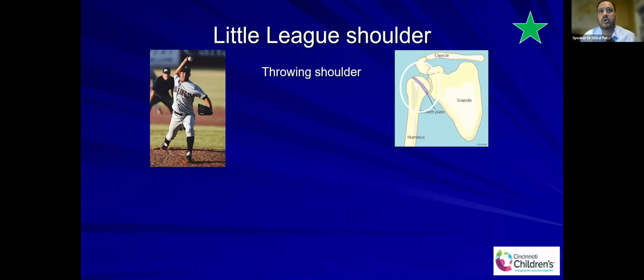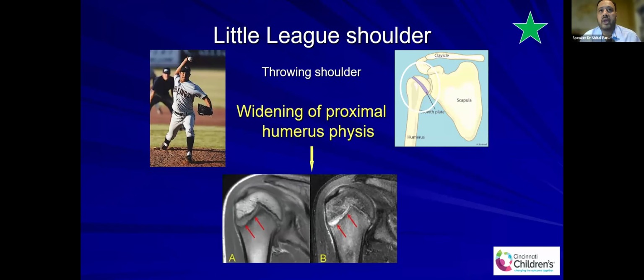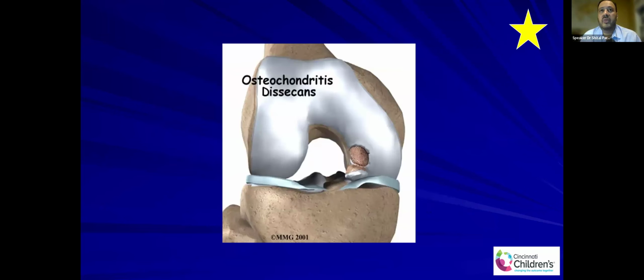Same with little league shoulder. Those who are throwing quite a bit can have widening of the proximal humerus physis. And you can see here they need rest for about 3 to 4 weeks. And the thing with the pitching is that they need to have some rest days. They need to count the number of days. The coach needs to be aware of the pitching regulations, how many pitches they can throw and how many days they can throw in a week. So you need to avoid pitching for 3 to 4 weeks, and that would heal. And then you may have to do some physical therapy to stretch the tissues around the shoulder.